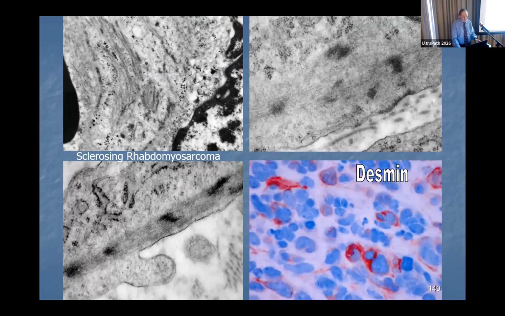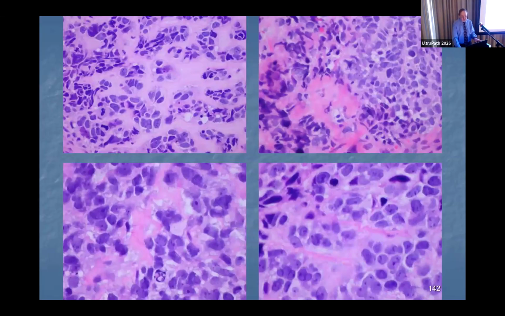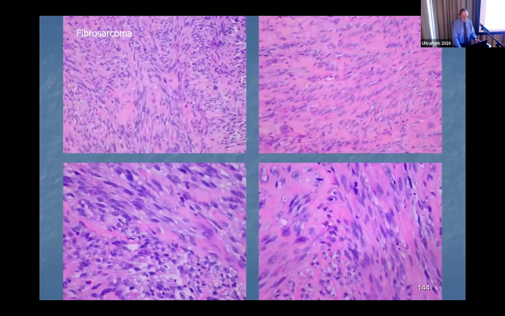I'm not showing you MyoD1, but that was positive as well, more commonly, more diffusely positive than what we saw with desmin. So this is the sclerosing rhabdomyosarcoma, and it can very much mimic other things, such as a sclerosing epithelioid type of fibrosarcoma. And also looking at this, it has areas which almost look like the nesting type pattern that you can see with some of the osteosarcomas, or sometimes even with chondrosarcomas.